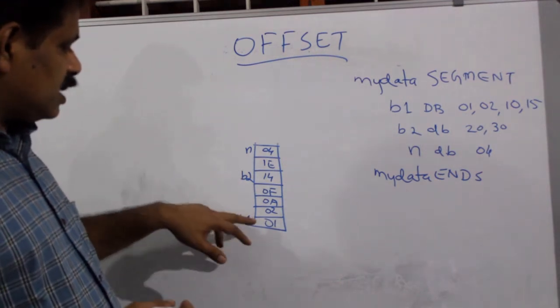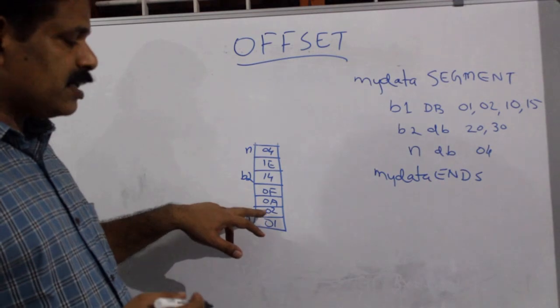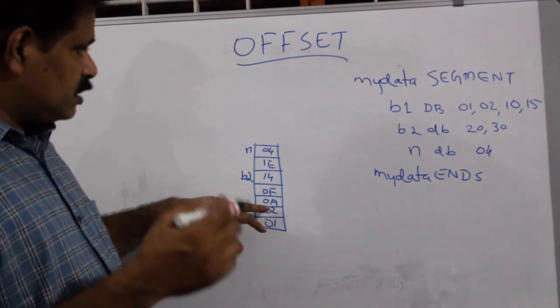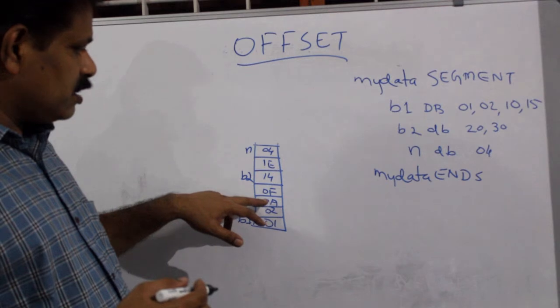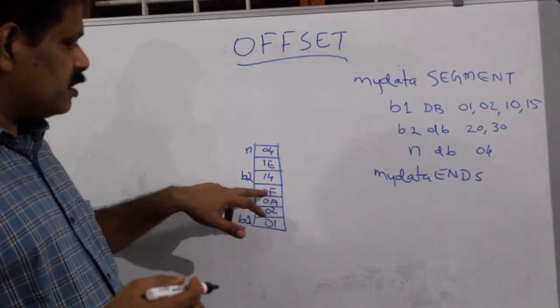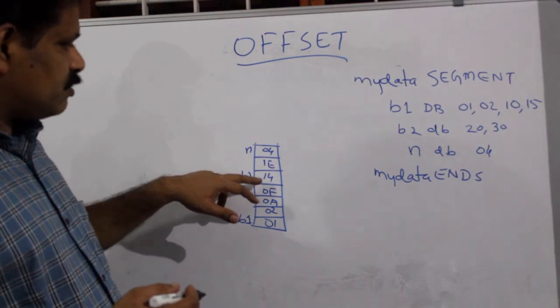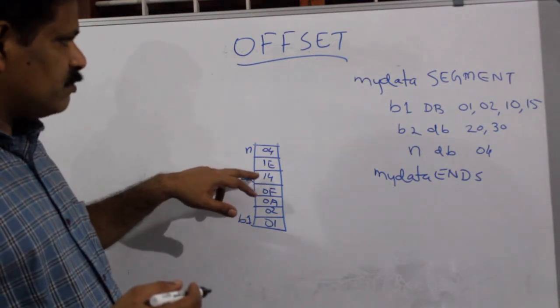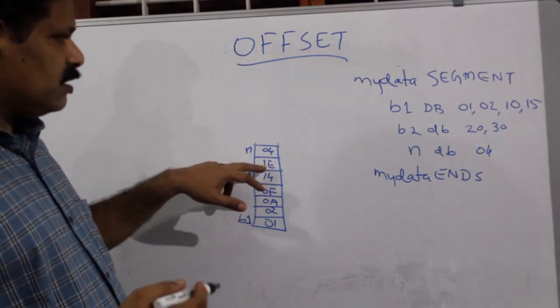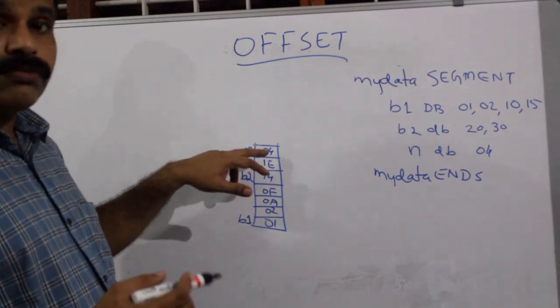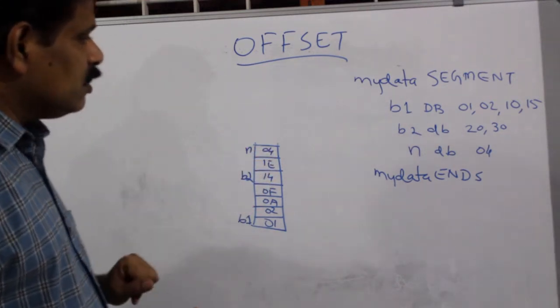So B1 starts here: first data is 01, second data 02, the third data 10 is 0A, then the fourth data 15 is 0F. Then B2 starts: B2's first data is 20, which is 14, and 30 is 1E, then your N is 4.